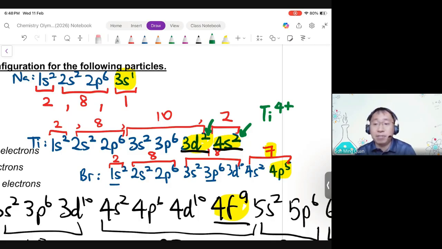But titanium need not lose all 4. Titanium can actually lose just 2 of the 4. Titanium also has 2+. So this, ladies and gentlemen, for 4 flourish, is the reason why transition metals like titanium display variable oxidation states in their compounds. They have variable oxidation states or different charges because they can lose a variable number of electrons from the 4s and from the 3d.